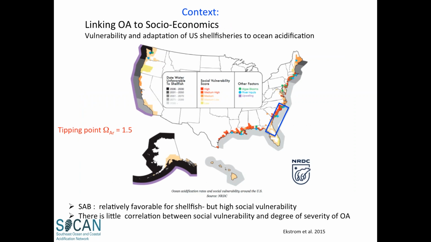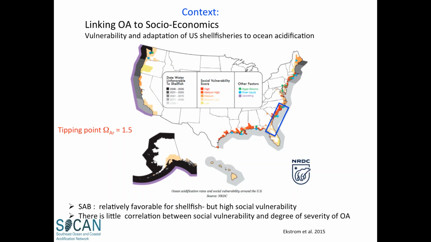This is one of the things that we're trying to do in ocean acidification research: make the link to the socio-economic issues that result from ocean acidification. And this is a paper that I think most of you have probably looked at in the last couple of weeks, from Ekstrom et al. in Nature Geoscience, where they are trying to make the link between ocean acidification and vulnerability and adaptation of U.S. shellfish industries.